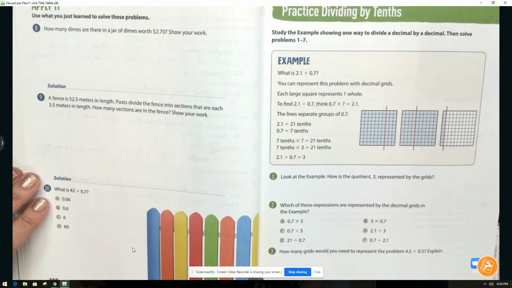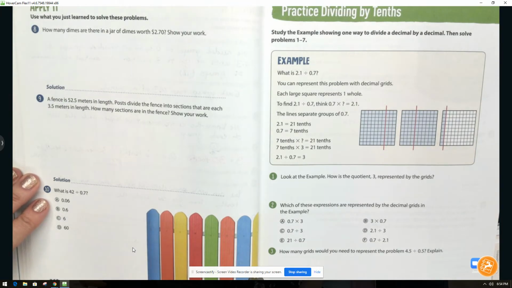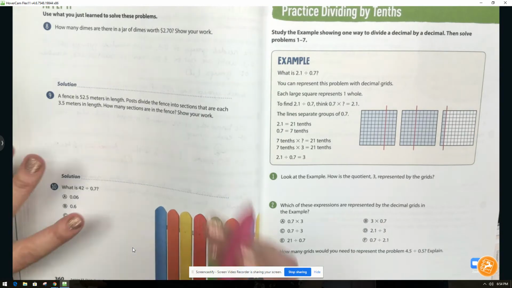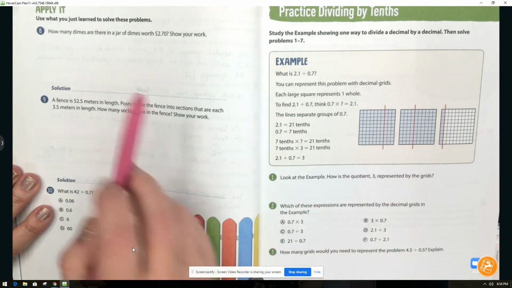All right, on page 360, we have 3 problems that we're going to work on together. I might do all of them with you, or I may leave one for you to do. We'll decide. All right, let's look at this here.